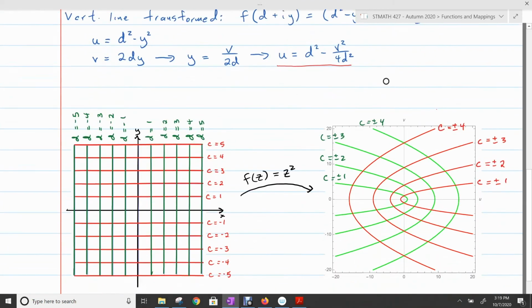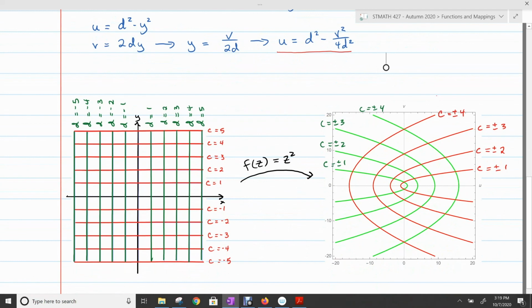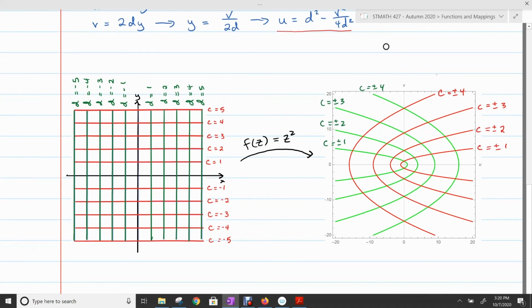So you can tell that this function maps things in a 2-to-1 way. Two horizontal lines map onto each of these parabolas over on the right. And same thing with the vertical lines. You always have two vertical lines mapping to the green parabolas over there. The only exception to that is the x-axis.